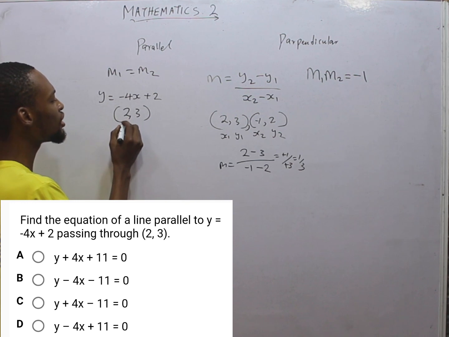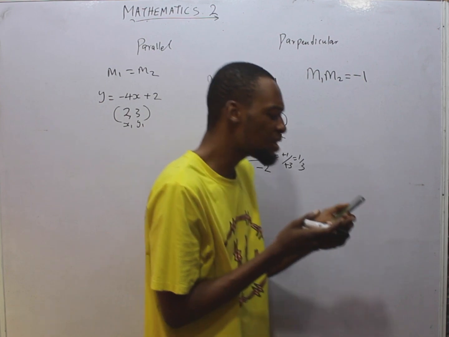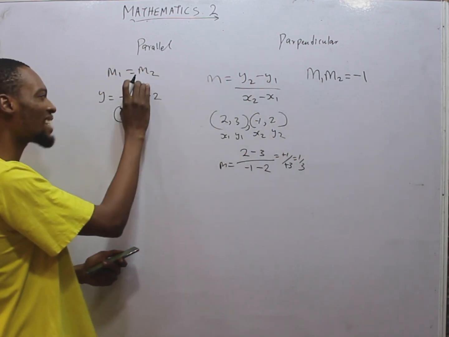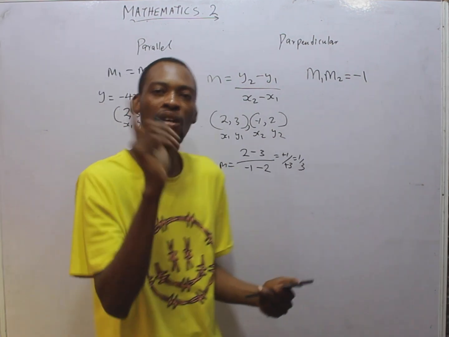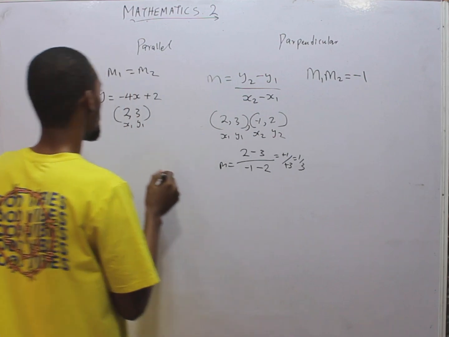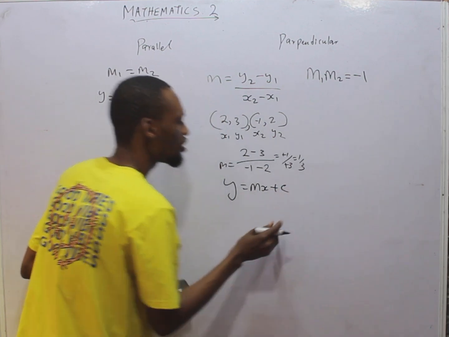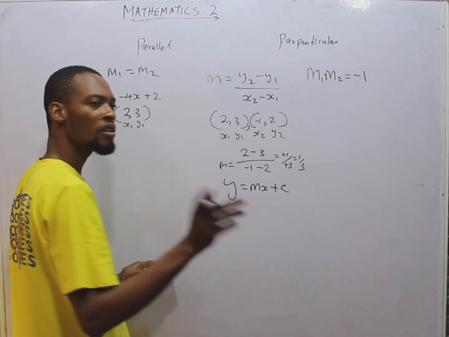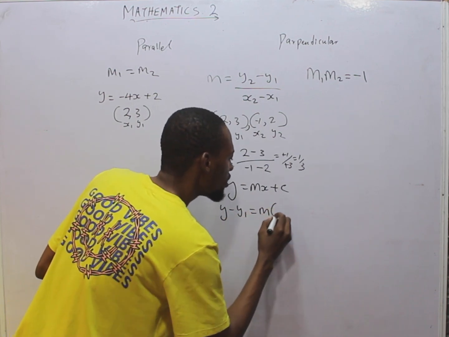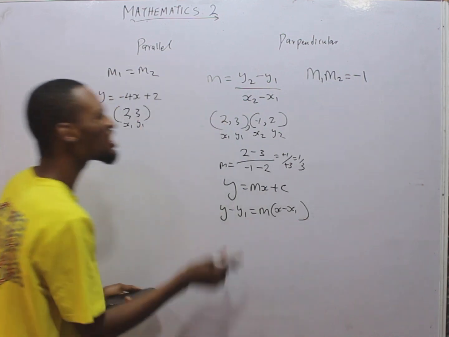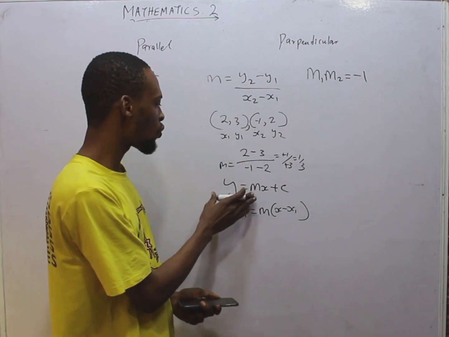So given here, this is simply x1, this is y1. What do we do? Since for parallelism the gradients are the same, let us find the gradient of this line. It will still be the same as the gradient of the other line. So look at something. From this, y is equal to mx plus c. You can use this to find gradients, or the equation of line is y minus y1 is equal to m times x minus x1. So these are the formulas you need for equations of line.